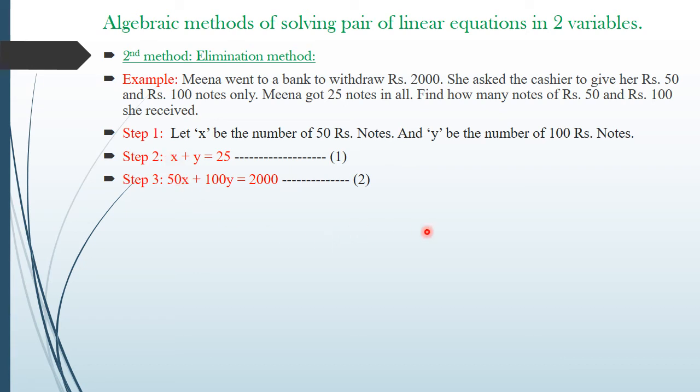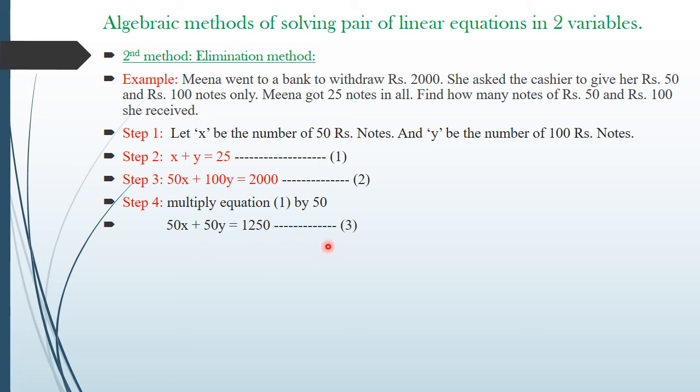Remember, whenever we add, subtract, multiply or divide by any particular number, that has to be done throughout the equation and not only to the particular variable. Here, multiplying equation 1 by 50 throughout. Therefore when I do it, I am not changing the value of this equation, it is going to remain the same. Therefore I will get 50x plus 50y is equal to 25 into 50, that will give me 1250.